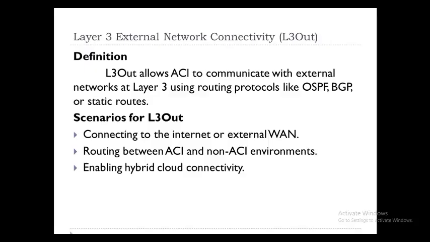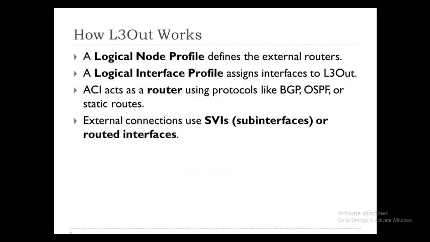So how it works, a logical node profile defines the external routers. So that is the first thing that we need to have. Logical node profile. Another one is logical interface profile, assigns interface to the L3 out. And then ACI will act as a router using one of these protocols to advertise and form neighbors. External connectivity using SVI or subinterface or router interface. Let's see configuration example.